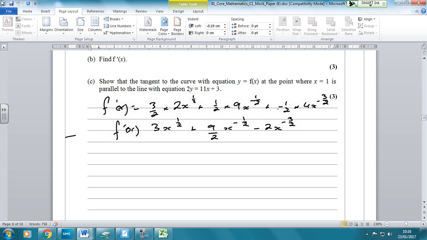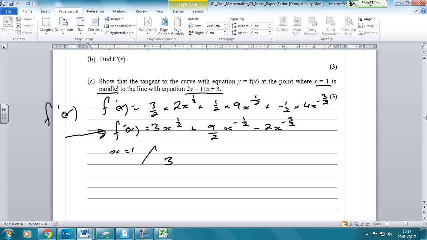So the reason that we do f dashed of x, that's our gradient function, just like dy by dx is. And all that does is tell us the gradient of a curve at any point. So the reason that we've got to show that it's parallel, all we've got to do is find the gradient of the curve when x is 1. Then we've got to find out what the gradient of this straight line is. So to find out the gradient of the curve, we substitute in x equals 1 into that.